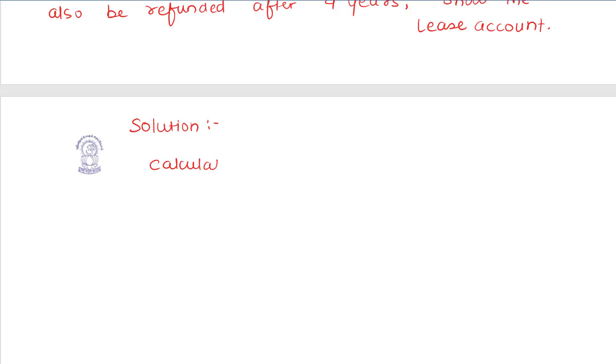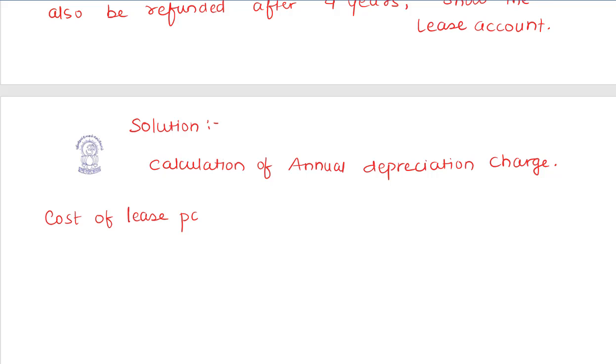Right, calculation of annual depreciation charge. Cost of lease paid is rupees 40,000. The refundable amount is 4,000.